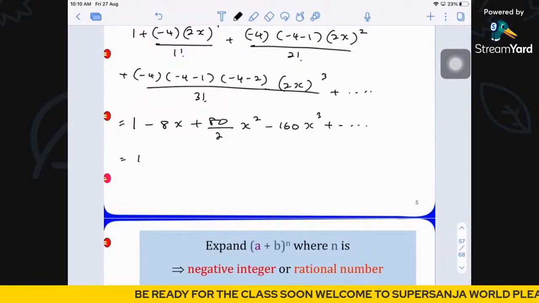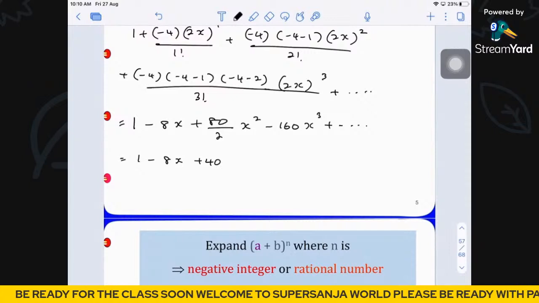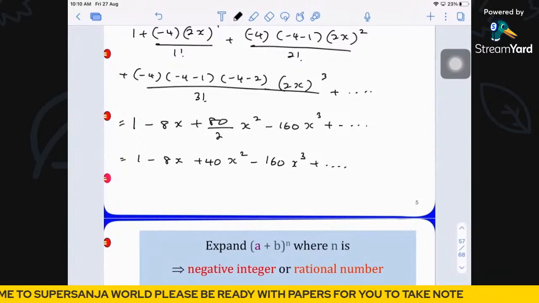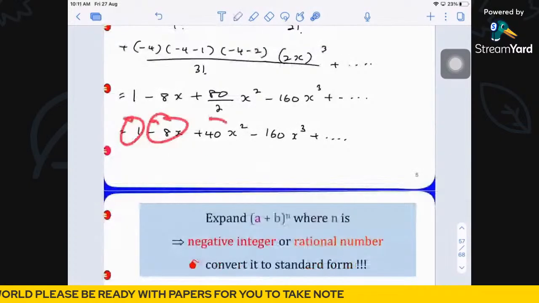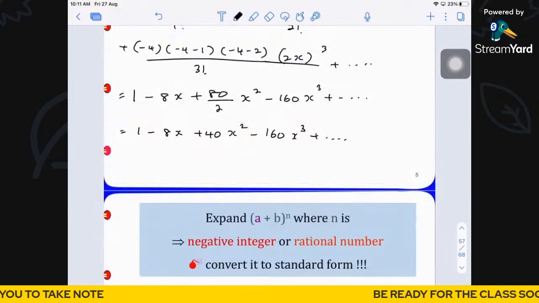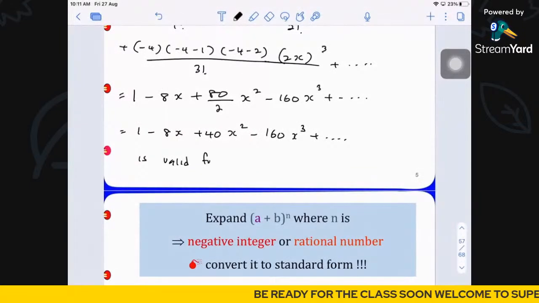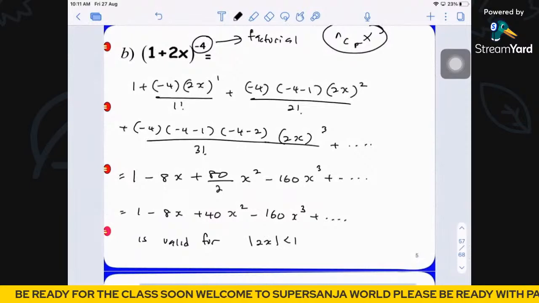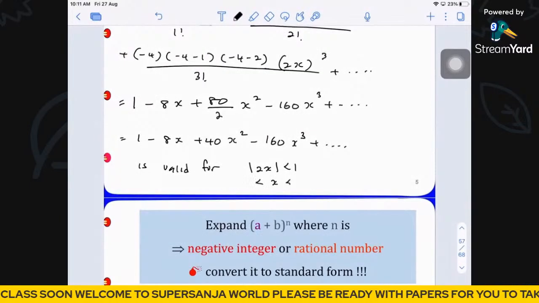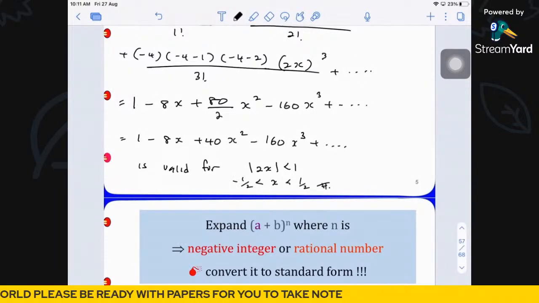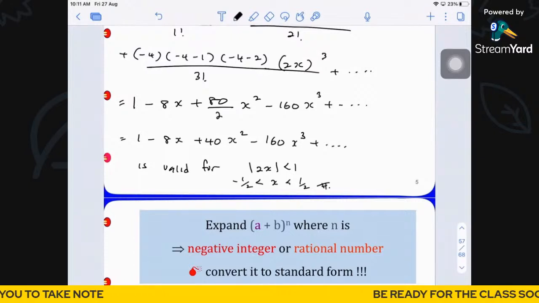I hope until here you all get. So 1 minus 8x plus 40 x square minus 160 x cube plus dot dot dot. So you can notice the pattern: positive, negative, positive, negative. I'm very sure you can see that pattern going on there. So it's valid for, okay, what is the b there? The b there is 2x, modulus of 2x less than 1. Therefore, x is between negative 1 over 2 and 1 over 2. I hope until here you all okay. Any problem until here so far, class? Any problem until here so far, class? Can?